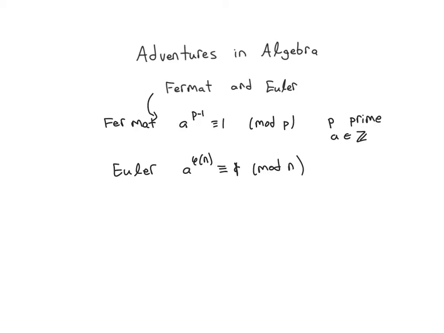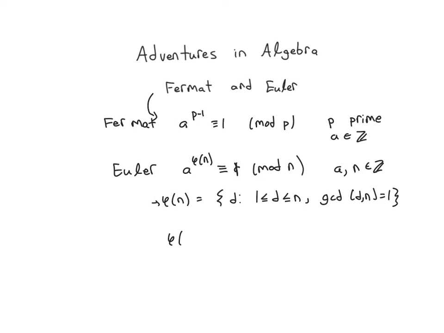And in the beefed up version, a and n are both integers. And phi of n is the number of integers between 1 and n where the GCD of d and n is 1. So you can see how to get to Euler-Fermat from Euler because, well, this, by the way, is called the Euler phi function.